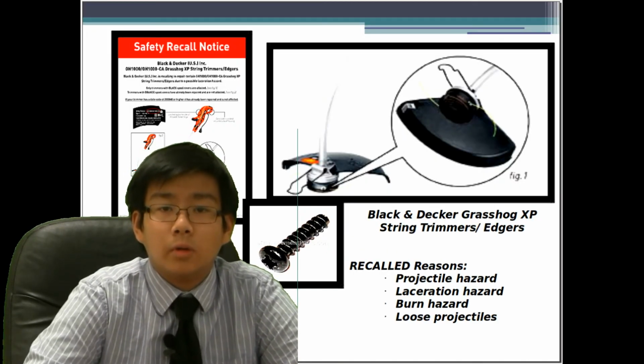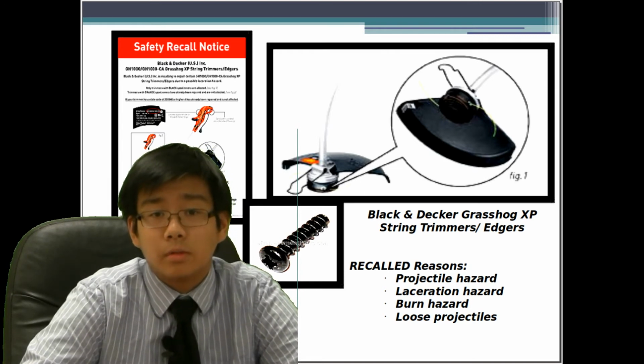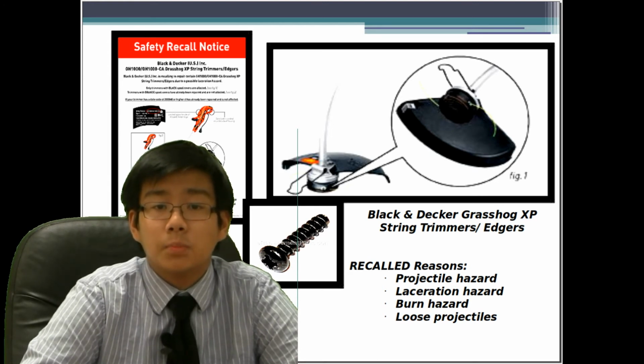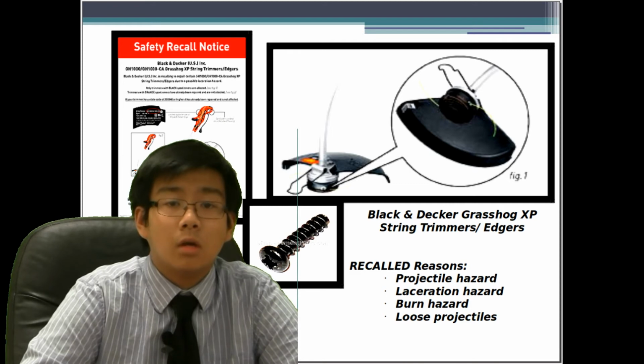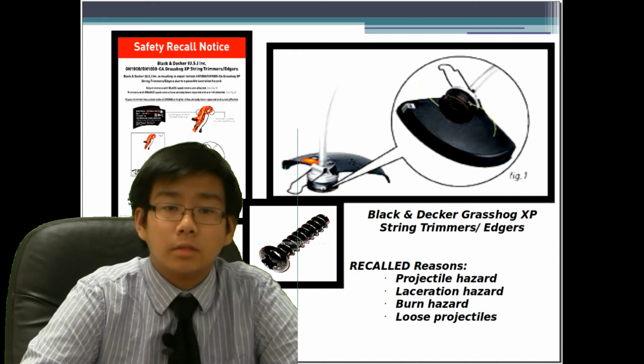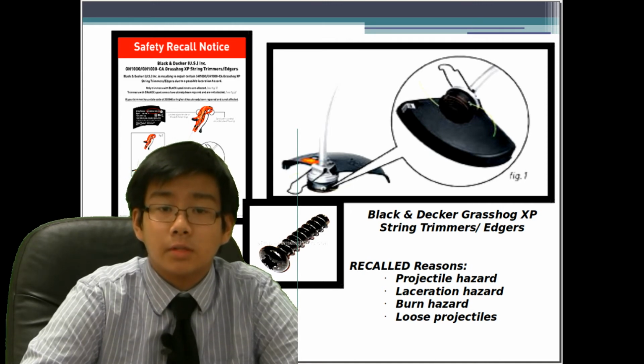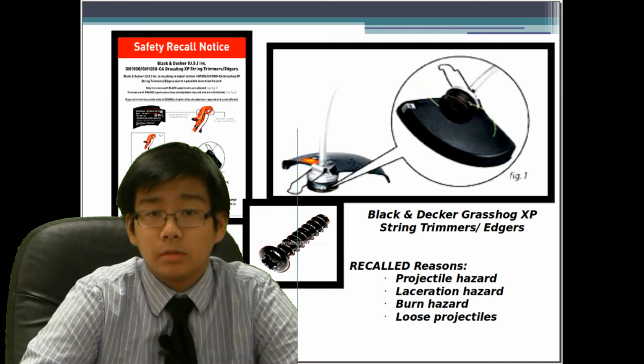This is an example of when an engineer does not follow the requirements using a statistical analysis and how it can turn into a gruesome situation. In 2007, Black & Decker was forced to recall the Grasshawk XP string trimmers and edgers. There were 707 reported incidents, of which 58 were counted as injuries. The recall was due to the machine being a projectile and laceration hazard, as well as a burn hazard.